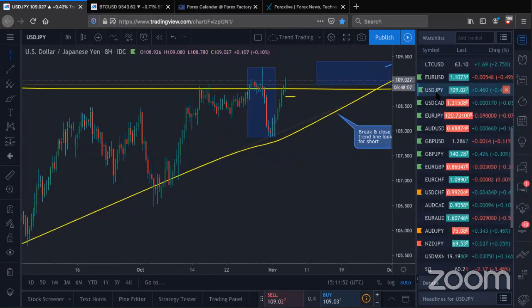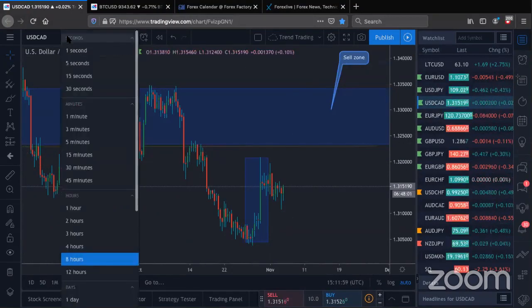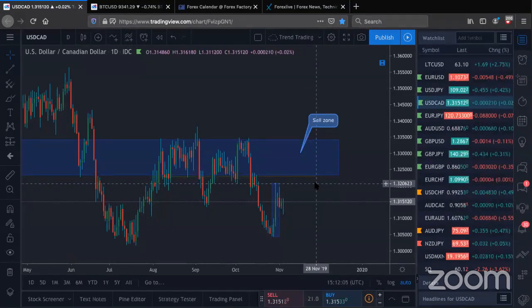I see the US dollar, Japanese yen, and then I see if for any reason we do see any type of US dollar weakness start rolling over, probably the Canadian dollar is the pair to look to play that to the short side.